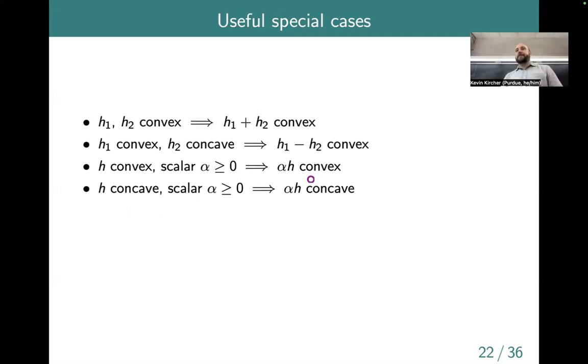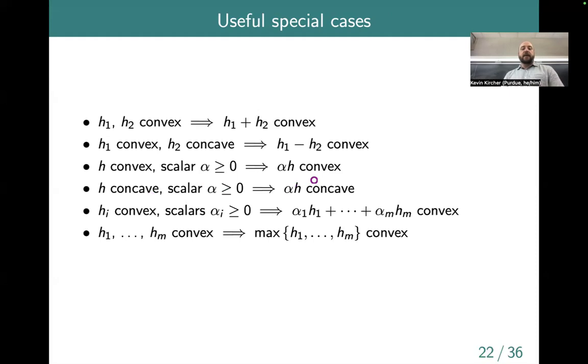Yes. Yeah, so if you take a convex function and multiply by a negative scalar, it will become concave. Okay, and then let's see. If we have a bunch of convex functions and a bunch of non-negative scalars, if we take the weighted sum of a bunch of convex functions, that whole weighted sum, weighted by all these non-negative weights, is again convex. And then the maximum of a bunch of convex functions. So that max is also convex.